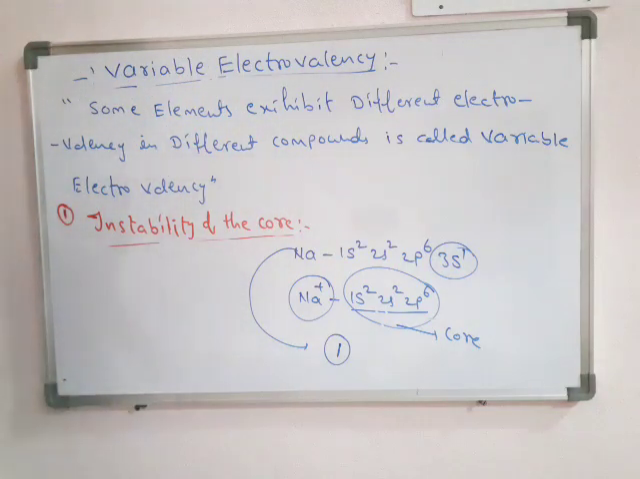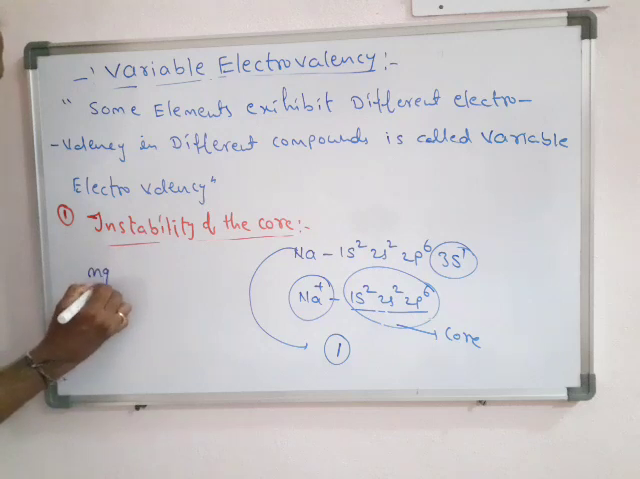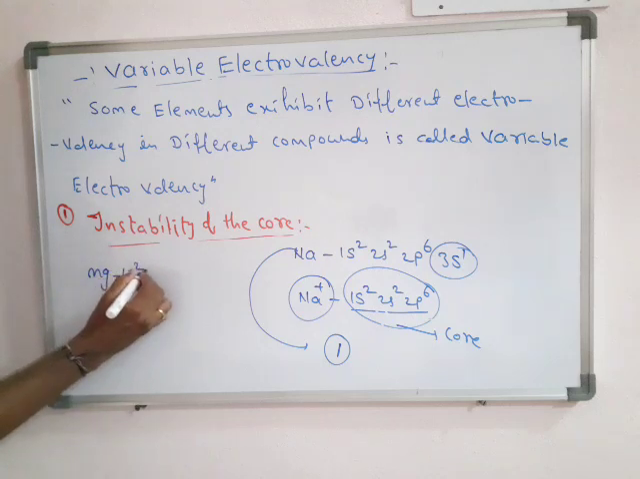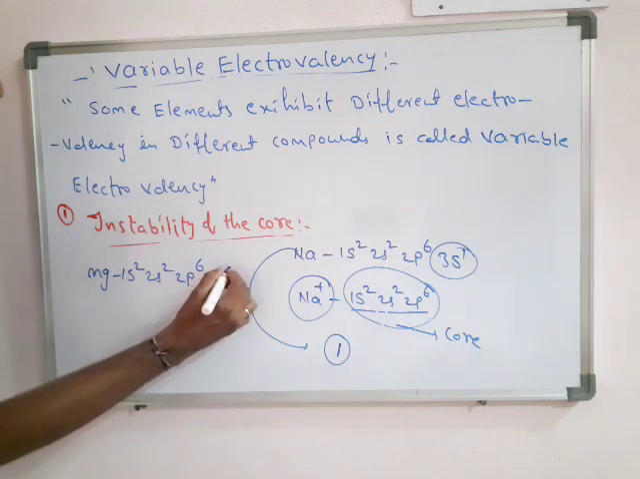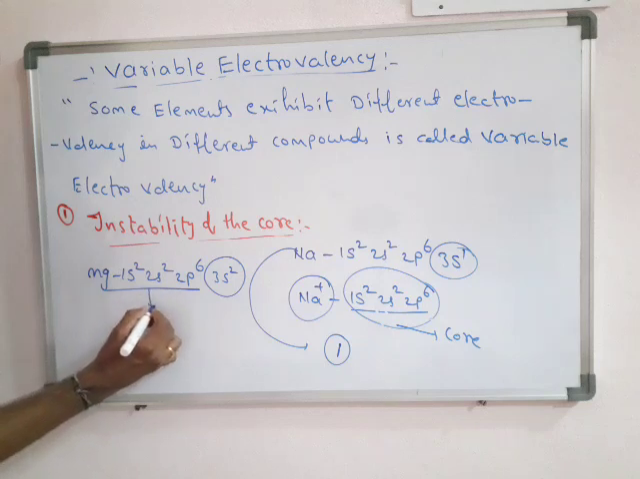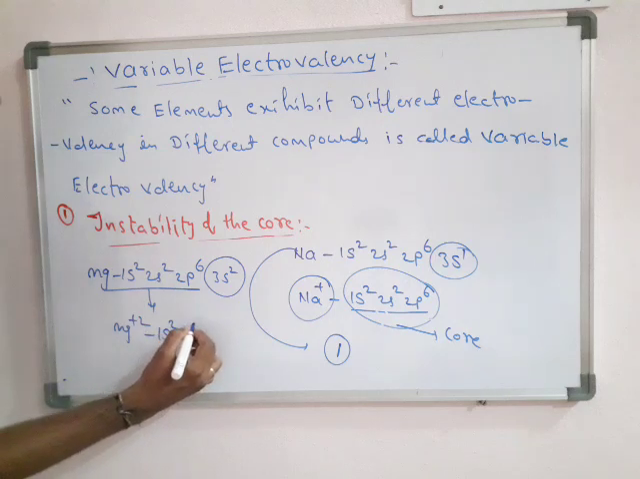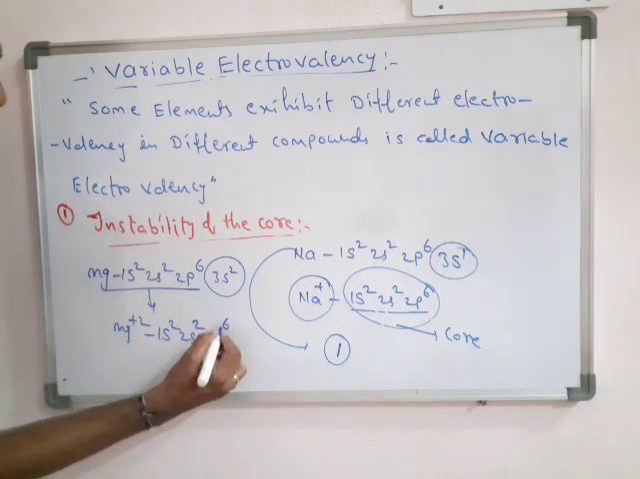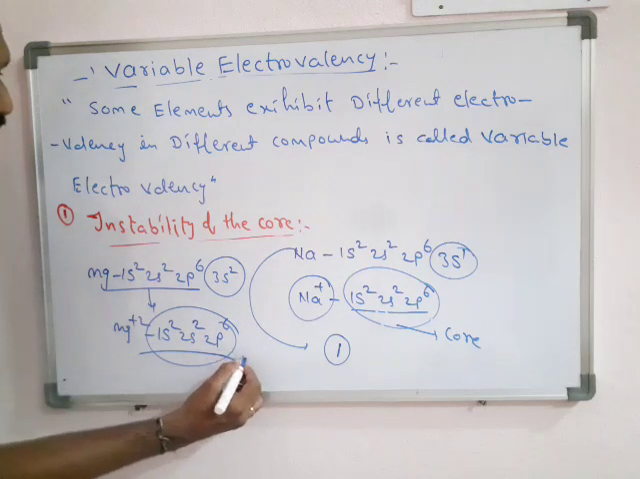For example, magnesium: 1s2 2s2 2p6 3s2. Here two electrons are lost from the configuration. So what is Mg plus 2 after losing the 2 electrons? 1s2 2s2 2p6. So 8 electrons, stable. This part is called the core.